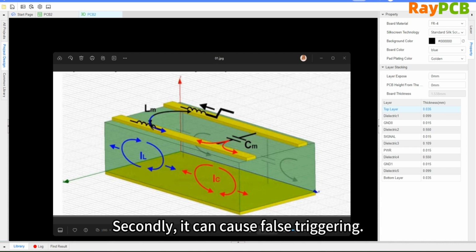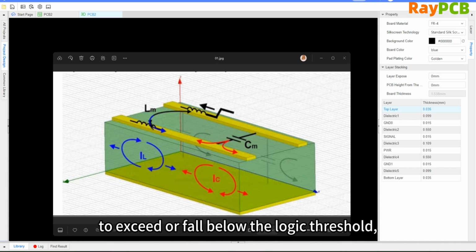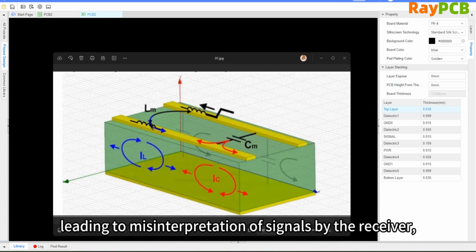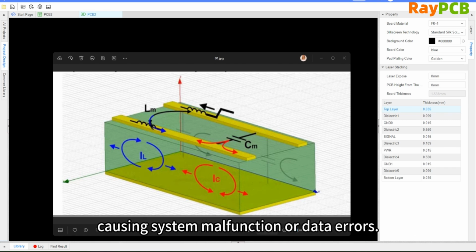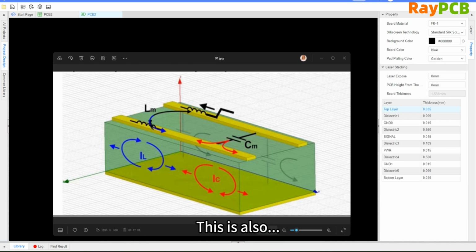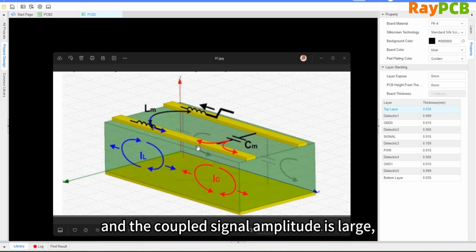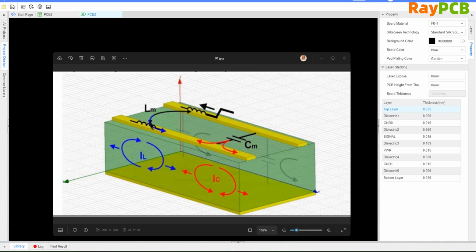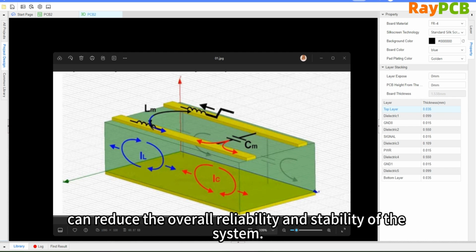Secondly, it can cause false triggering. Severe crosstalk may cause the voltage on the victim line to exceed or fall below certain logic thresholds, which may cause the receiver to misinterpret the signal, leading to system malfunctions or data errors. This is also the case, especially when the victim signal is relatively weak. The induced signal becomes comparatively large, which can easily cause problems. Finally, it can lead to system instability. The accumulated interference will reduce the overall reliability and stability of the system.